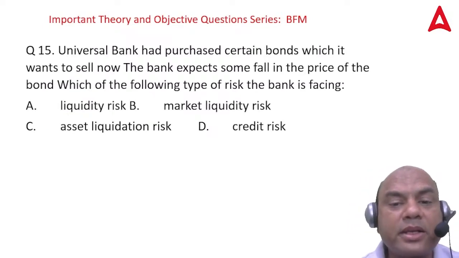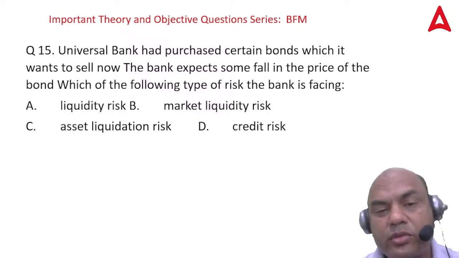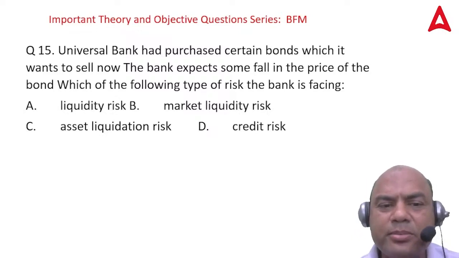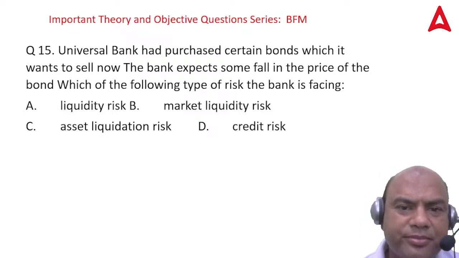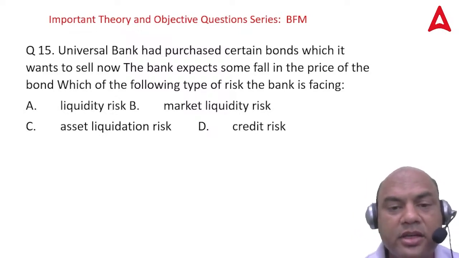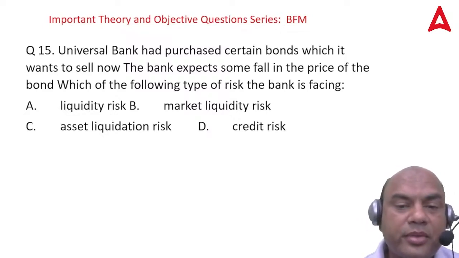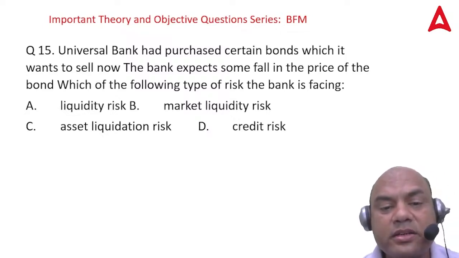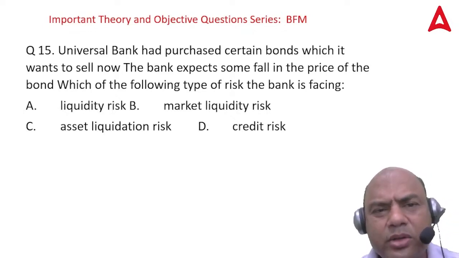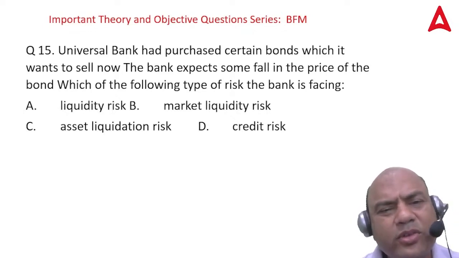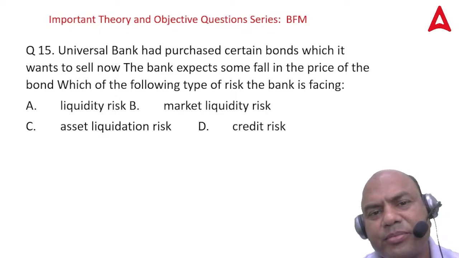Universal Bank had purchased certain bonds which it wants to sell now. So there is a bank which had purchased some bonds. Now it wants to sell. The bank expects some fall in the price of the bond. So now the bond prices might come down. Bond prices, what is this bond price and everything?